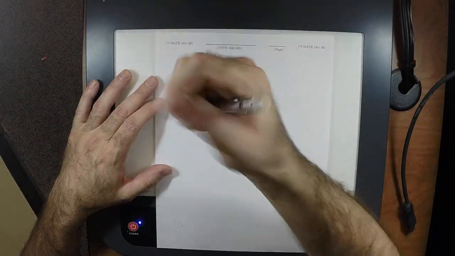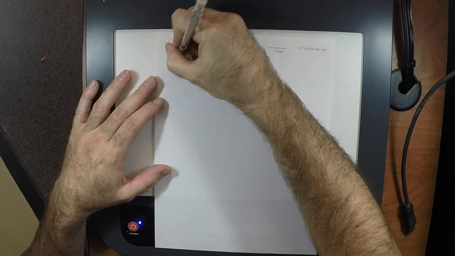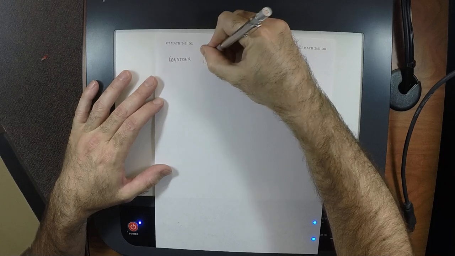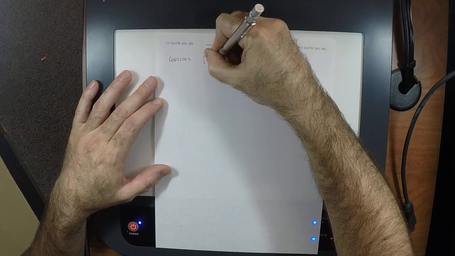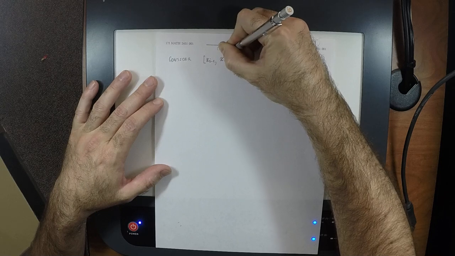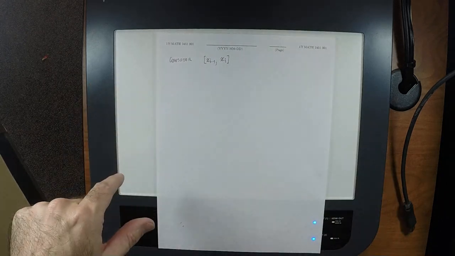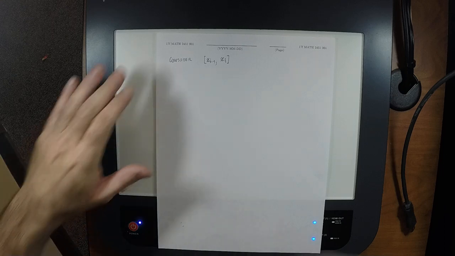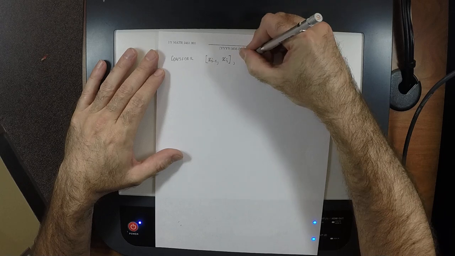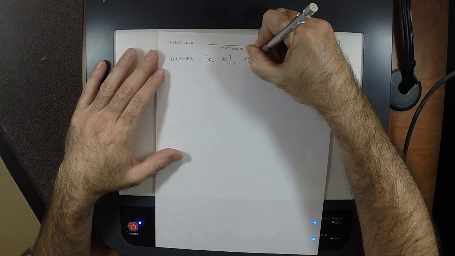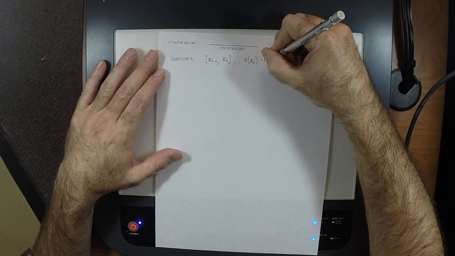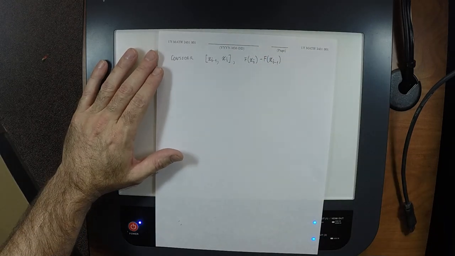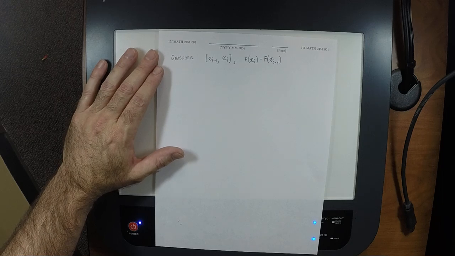So now consider the interval x_{i-1} to x_i, that is to say, the ith interval. Consider that one. And also consider the difference f(x_i) minus f(x_{i-1}). So that difference is listed on the previous page. It's one of the differences.